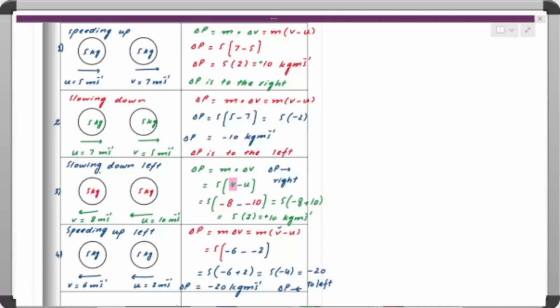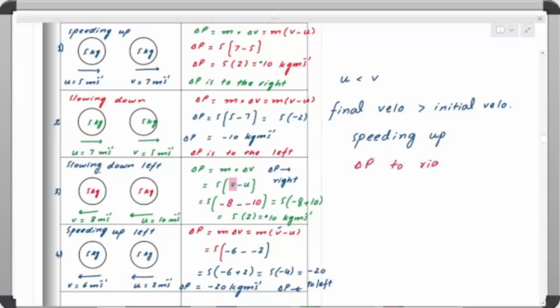That's pretty much it. Yes, you're totally right. If u is less than v, then can I say we are speeding up? Because think about it, if u is less than v, that means v is greater than u. So final velocity is greater than initial velocity. Okay? So if final velocity is greater than initial velocity, it means you're speeding up, right? And if you're speeding up, then you can simply say the change in momentum would be towards the right side.